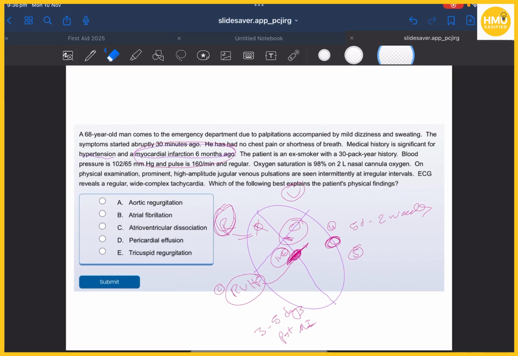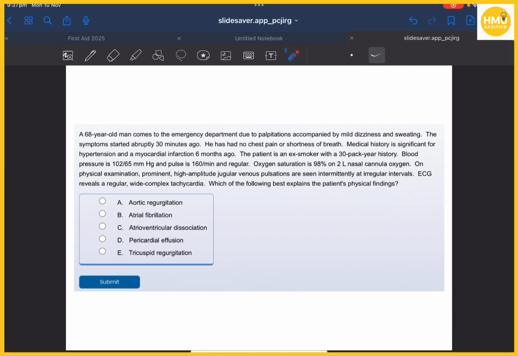And I mentioned that because this case is actually about ventricular arrhythmias, and from the history, as long as he mentions myocardial infarction 6 months ago, that's probably the most important risk factor in this case. Okay, we move on. Smoking.